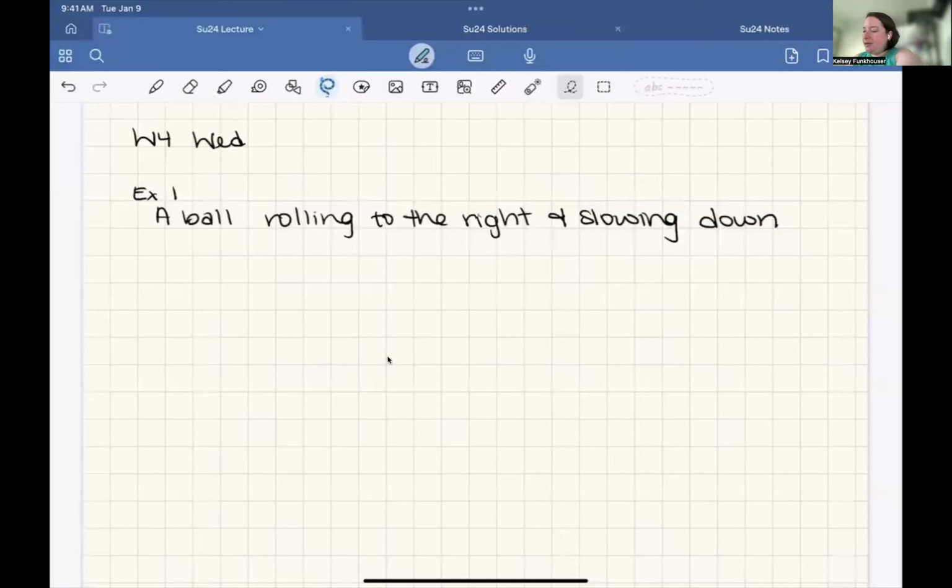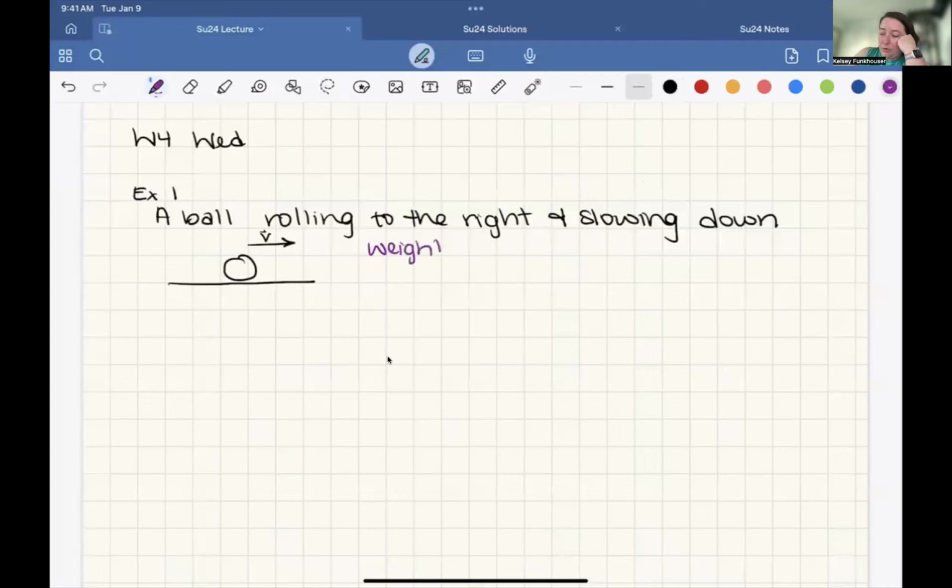So now the first example is a ball rolling to the right and slowing down. So first we'll just draw that. We have a ball on the ground. It's rolling to the right, and that's our velocity. And then it's slowing down. So we'll start with just what forces are acting. So weight and normal force. Weight because we're on the earth, normal force because it's on the ground, it's touching a surface, so there's a normal force. And then we'll pause. There is potentially another force, but I want to draw these two on our free body diagram first.